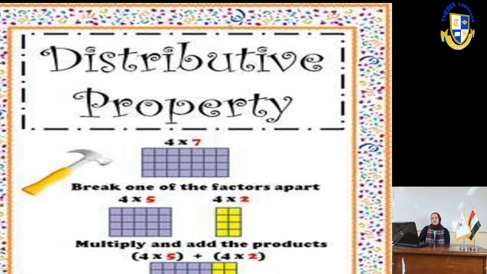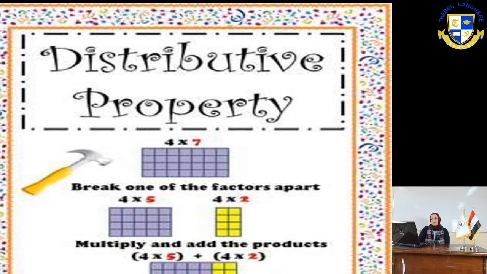Now, we are going to take one of these numbers, the factors of this equation, and break one of these factors. We are going to choose the 7 to break, okay? Now, 7 can be 5 and 2. 5 plus 2 equals 7. So, we are going to make the array 4 times 5 and 4 times 2. We broke the 7 columns into 5 and 2, okay?